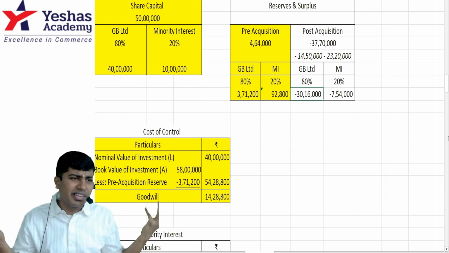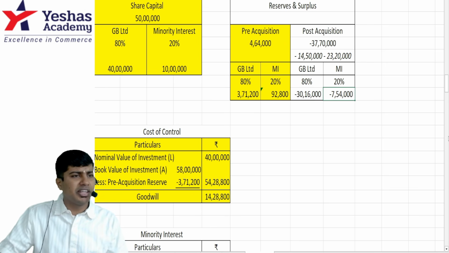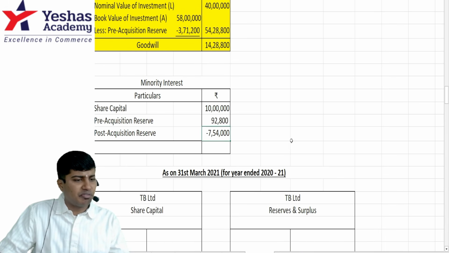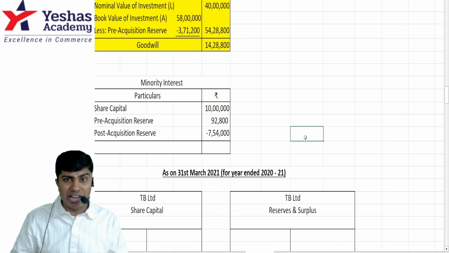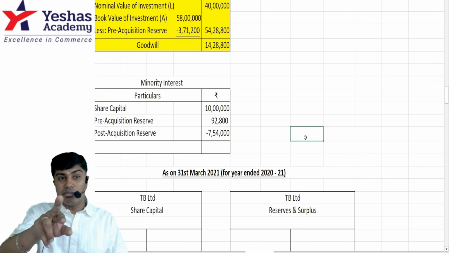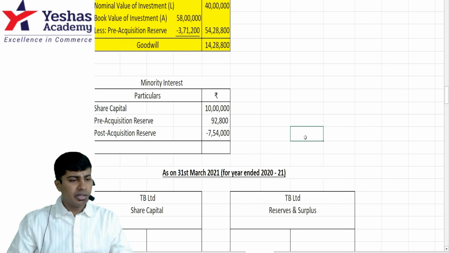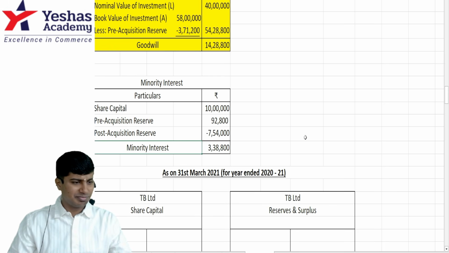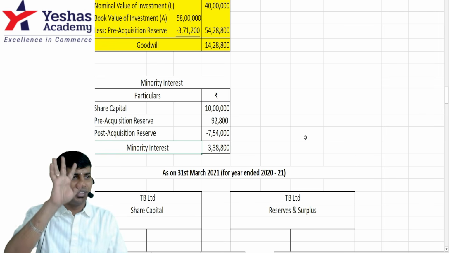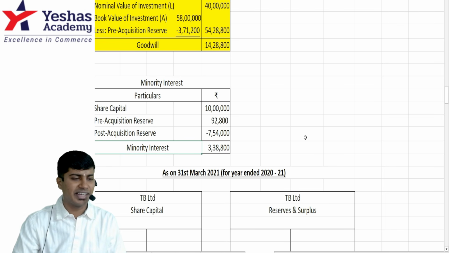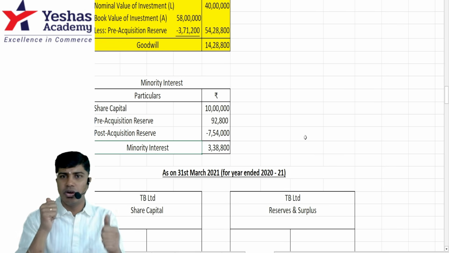But we are not doing that. I'm only concerned about minority, minus 7,54,000. Here I'll write minus 7,54,000. Can I write minus 7,54,000? Yes. But the total minority interest, can it become negative? No. Check how much is minority interest. Still positive. Minority can bear this loss. It is 3,38,800 positive. I hope you understood.